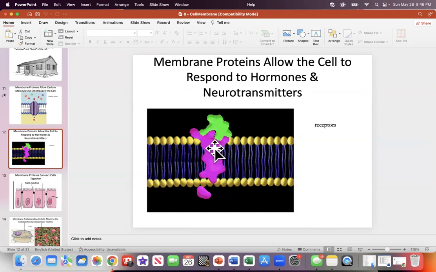Also neurotransmitters, the chemicals released by your neurons. Neurons are the cells in your brain. Neurotransmitters will bind with neurotransmitter receptors, like dopamine binding with the dopamine receptor, and glutamate binding with the glutamate receptor. Each neurotransmitter has its own receptor.